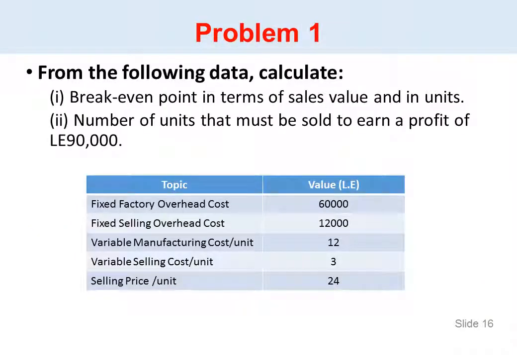Here are the problems you are going to solve at home, and then wait for the assignment to answer its questions. From the following data, calculate the break-even point in terms of sales value and in units. Number of units that must be sold to earn a profit of 90,000. Here are the values given, or the data given, for problem 1.